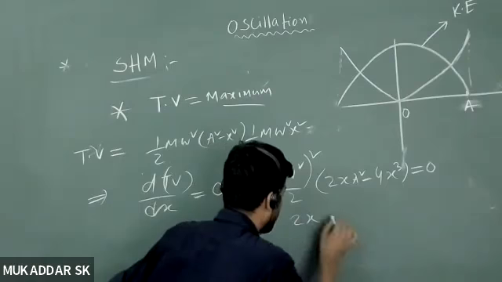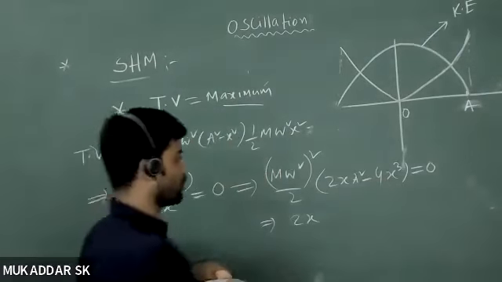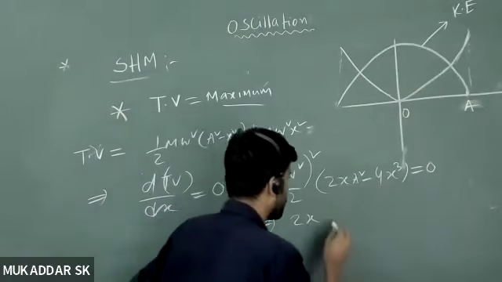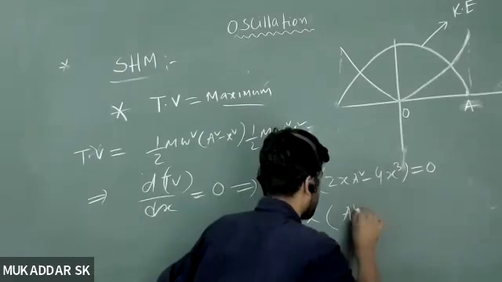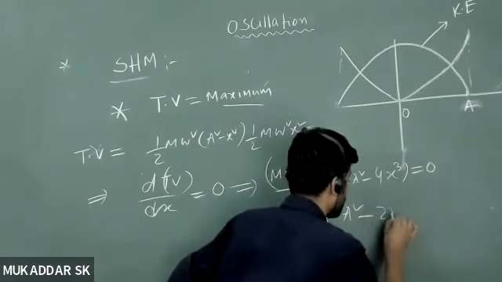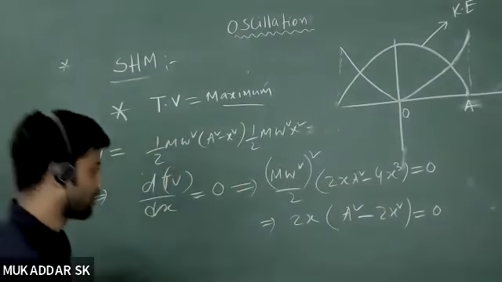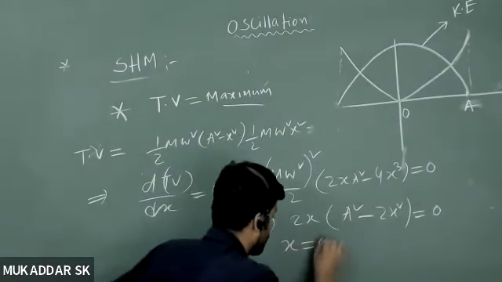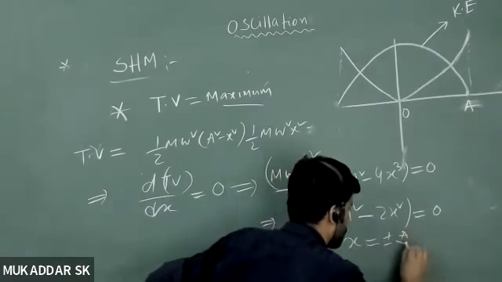So what I can write is 2x. Also, I can take 2x common, right? If you take 2x common from this bracket, you will get basically 2x a square minus 2x square equals to 0. So you can get two solutions: x equals to 0 either, or x equals to plus minus a by root 2.